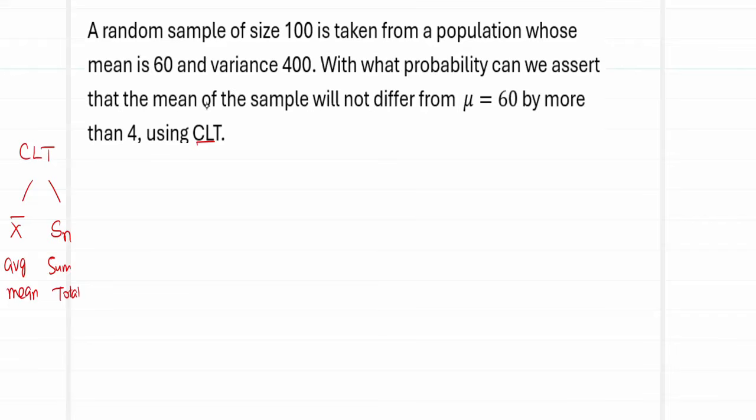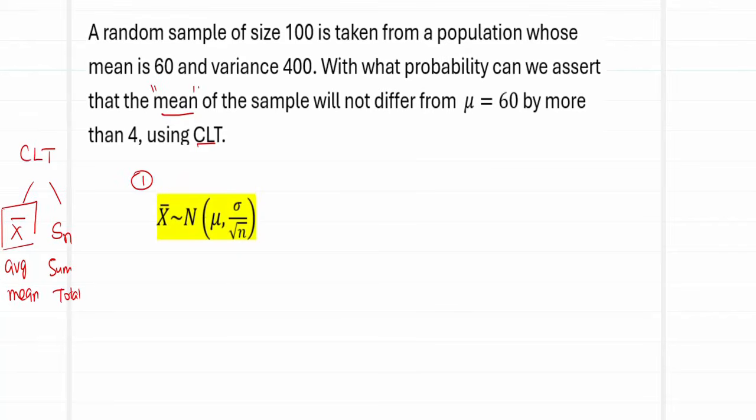Okay, so we will see what this problem is talking about. With what probability can we assert that the mean of the sample? The keyword given here is mean. Therefore, we are going to apply the CLT for X bar. Having fixed that, step 1 is fixing the formula for your CLT. So we need the formula for X bar. Let us recollect it: X bar follows a normal distribution with this as my mean and the second one as my standard deviation. So the formula for X bar is fixed.